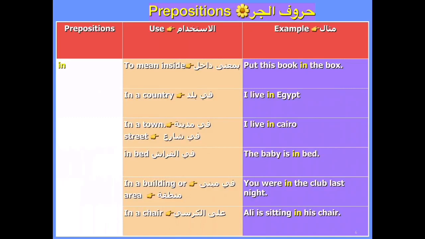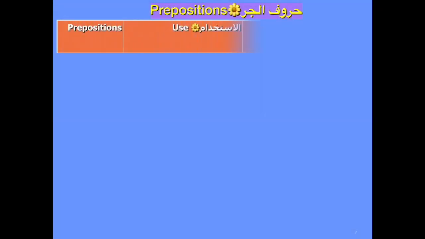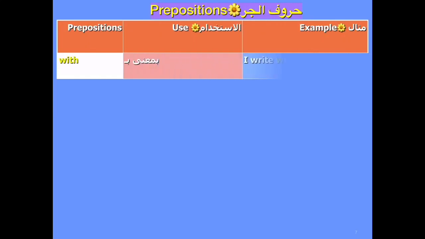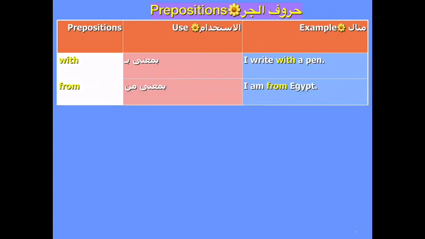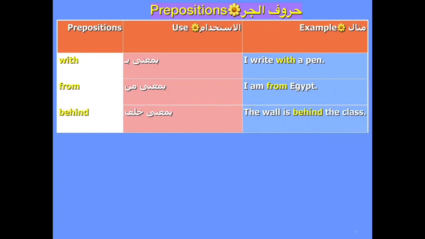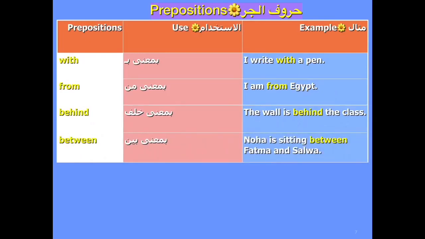In a chair على الكرسي. Ali is sitting in his chair. With بمعنى مع. I write with a pen. From بمعنى من. I am from Egypt. Behind بمعنى خلف. The wall is behind the glass. Between بمعنى بين. Noha is sitting between Fatma and Salwa.